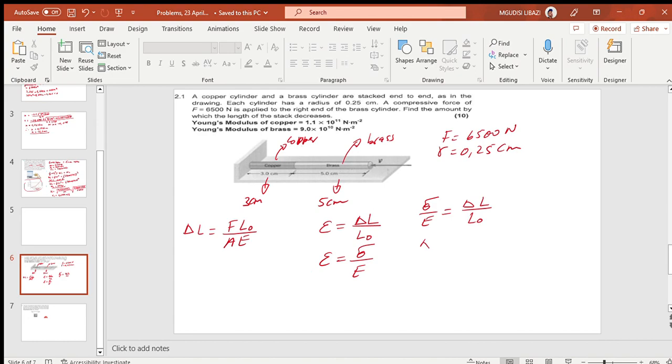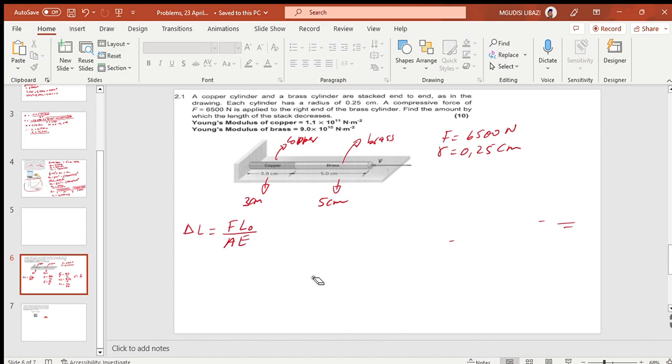So you can see now that the change in L should be equal to the stress multiplied by L initial over E. But we know that the stress is equal to force divided by area. That means change in L, in place of stress, will be force times L over area multiplied by Young's modulus. So that is how that equation can be derived.